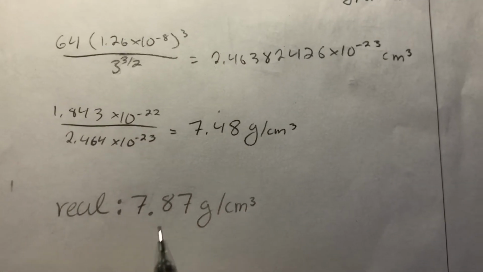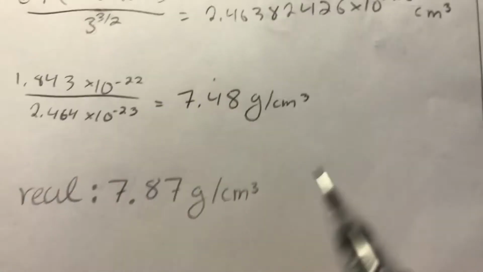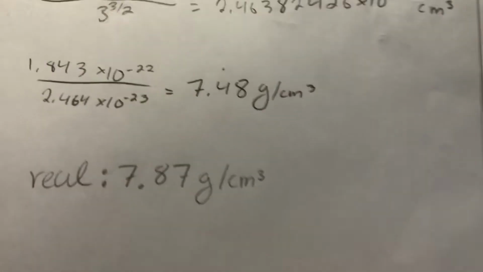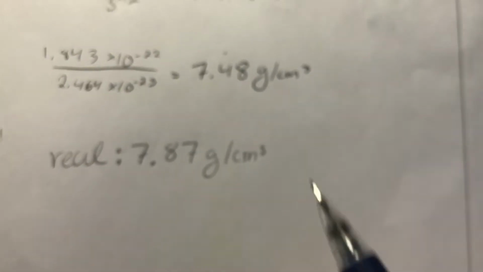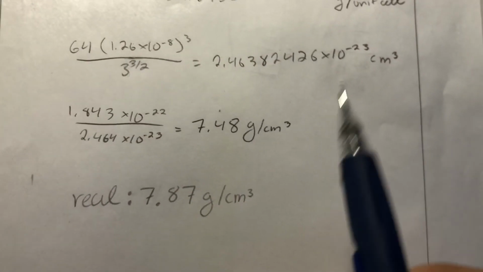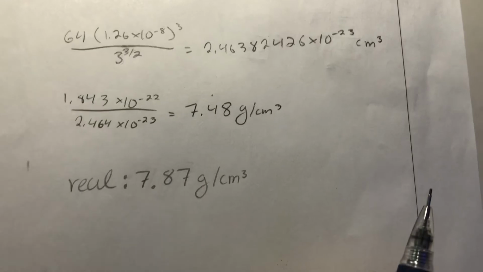The real one is 7.87, so we're pretty close, which is probably due to rounding, or the fact that it's not going to be perfect. Either way, since they're pretty close, that's fine.